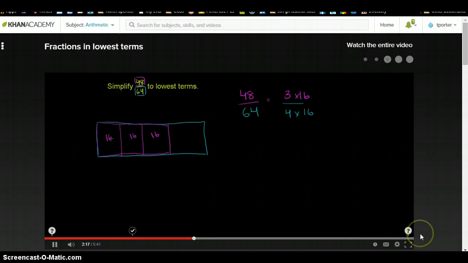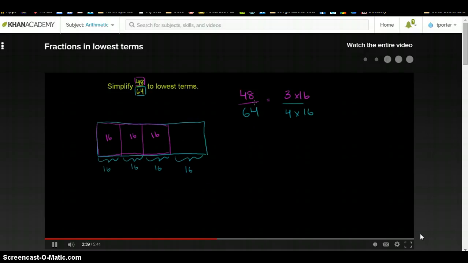We have 16 pieces, but that's a group of 16, a group of 16, and a group of 16. That's what 48 is. Now 64 is 4 groups of 16. So if you look at the 64, that is a 16, that is a 16, that is a 16, and then that is another 16. These should all be the same length. I drew it a little bit off.